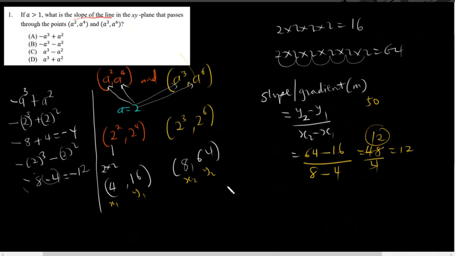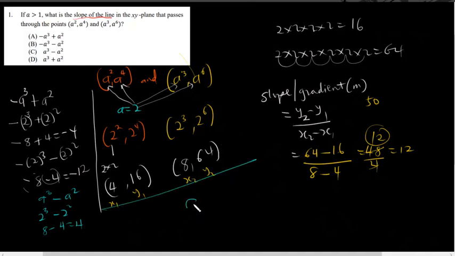Let me check the C. The C, I have a cube minus a squared. So I have 2 raised to the power 3 minus 2 raised to the power 2. 2 to the power 3 is 8. 2 to the power 2 is 4. 8 minus 4 is 4. That is also incorrect. So of course that makes D the correct option.